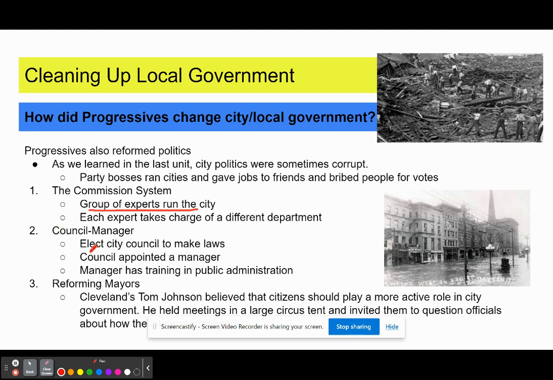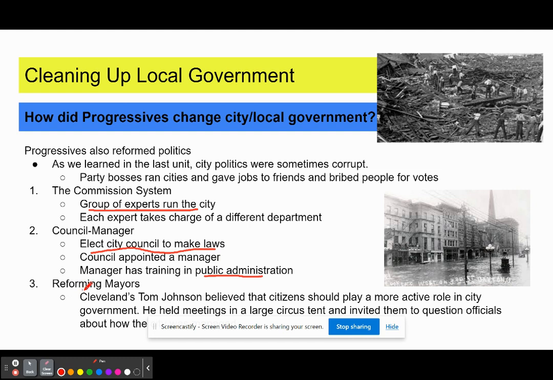Council managers is when you elect a city council to make laws. We just had an election. I'm doing this lecture on November 3rd. We had an election yesterday in which we elected city council members. They make the laws. The council appoints a manager, and the manager has training in public administration. So again, another type of expert that helps to run a city.